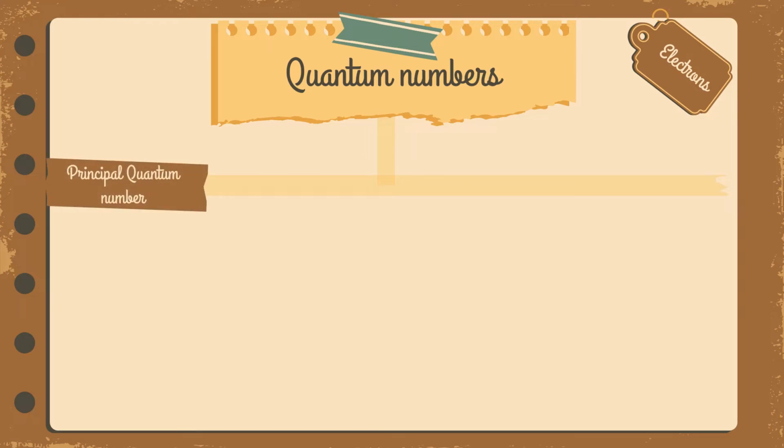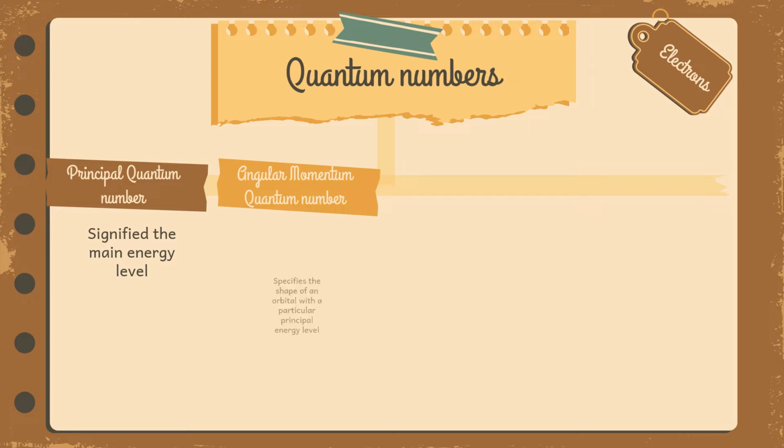The first quantum number is the principal quantum number that signifies the mean energy level. In our past discussion, energy level is the orbit or shell where electrons are possibly located. The second one is the angular momentum quantum number that specifies the shape of an orbital with a particular principal energy level. If you remember, in our past discussion, we have four sublevels or orbitals: the S, the P, the D, and the F. So the angular momentum quantum number indicates these sublevels.